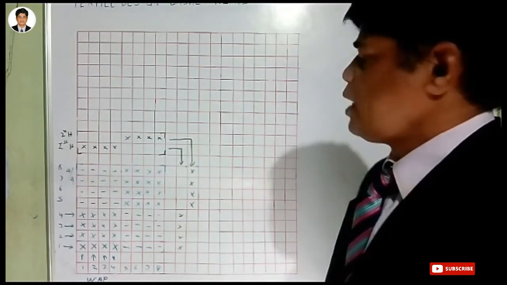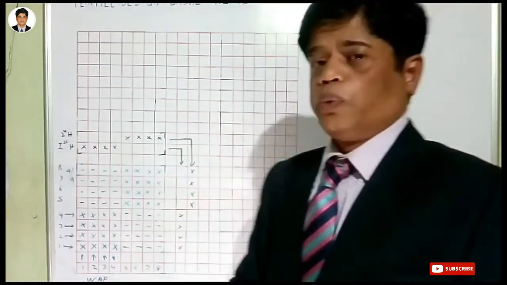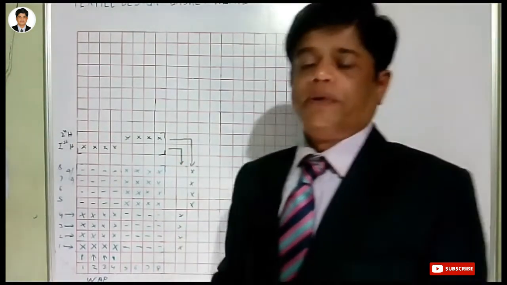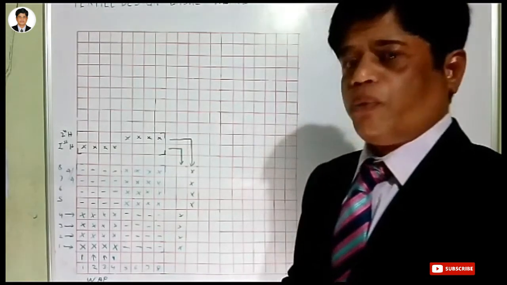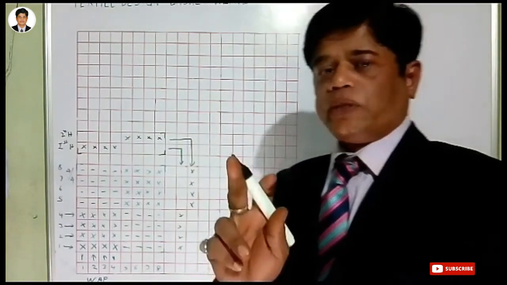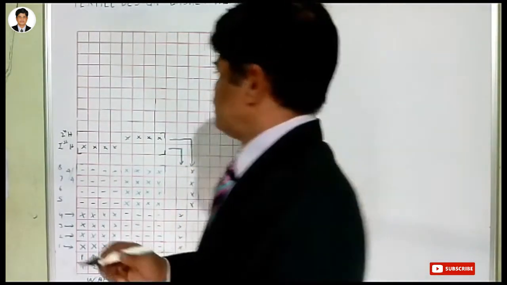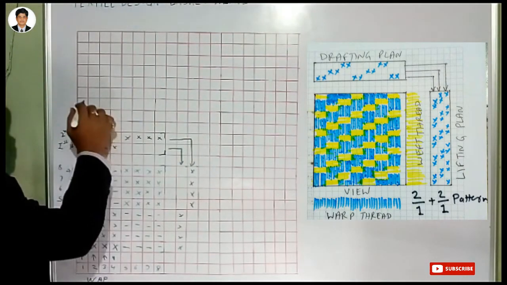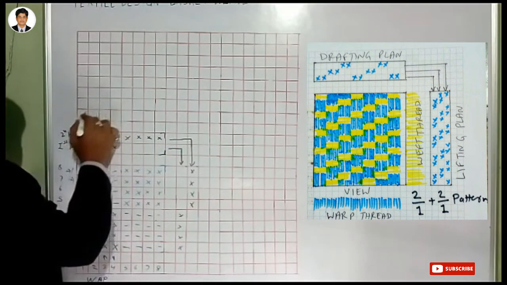Like this, we can create 2 by 2 basket weave or Oxford weave. Oxford weave, that is 2 up, 1 down, that is 2 threads are moving up and 1 thread down. Here I am writing, in the same graph, just drawing the repeats. This is Oxford weave.